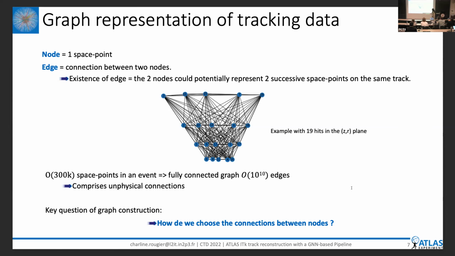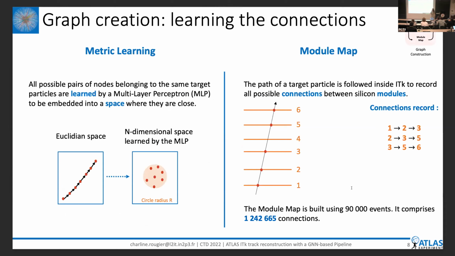So we are designing 2 kinds of solution to create a graph. The first one is the metric learning one. In this solution, which is a machine learning solution, you take your tracks and teach multi-layer perceptrons to embed those space points into a space where they are really close to each other, within a circle of radius R. So the MLP will learn to put all these nodes in the same circle.